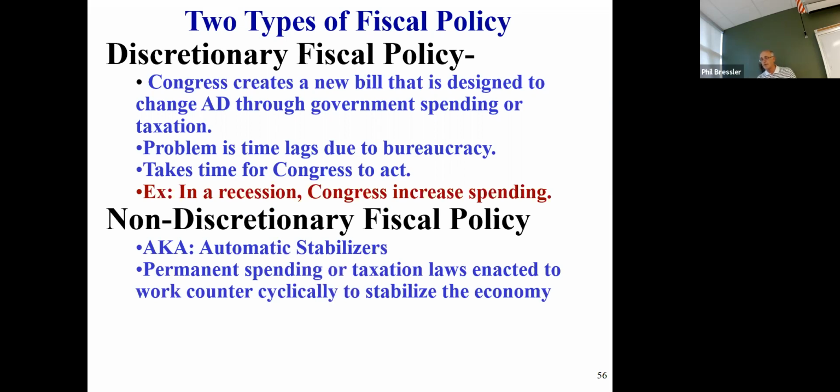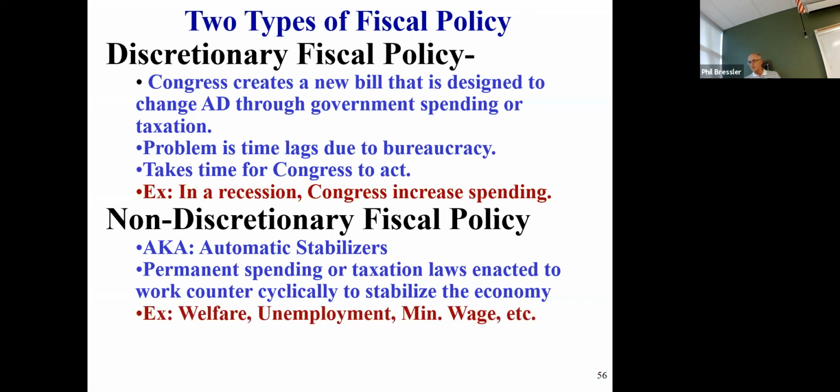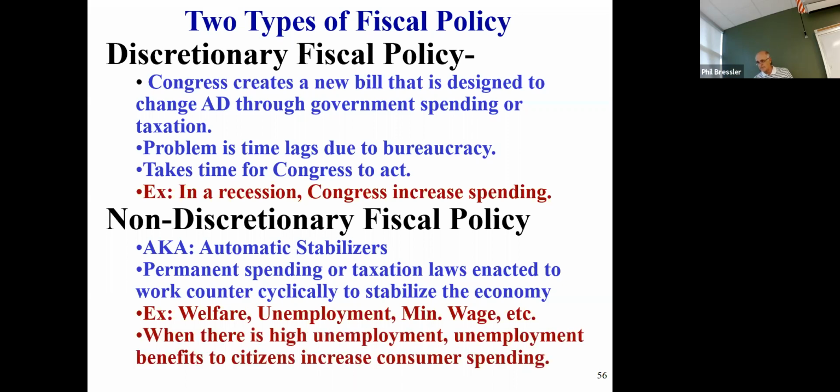Non-discretionary is the automatic stabilizers. So say in COVID, while they're trying to work out the tax bill, we have unemployment insurance, we have welfare. We have things to take care of things. Now, in bad times, that's going to run a big deficit because we're bringing in less tax revenue and we're spending more. Theoretically, in good times, we're bringing in more tax revenue and spending less. That just doesn't happen anymore, but that's the theory. All right. So the automatic stabilizers: welfare, unemployment, minimum wage. All right. But usually when they're talking about fiscal policy, we're talking government spending and taxes.